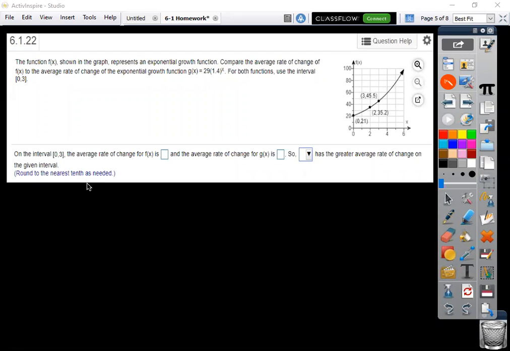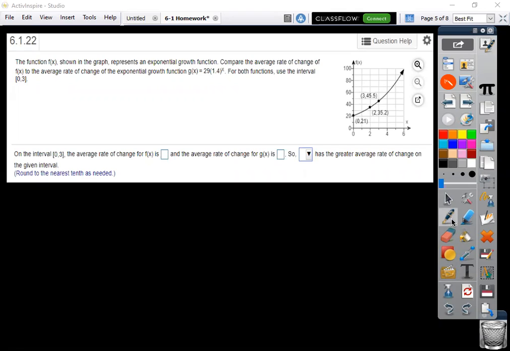Okay, 6.1.22. The graph shows an exponential growth function. I hopefully everybody agrees that it kind of looks like it; it could be parabolic, but they're going to say it's exponential, so we'll use that. Compare the average rate of change. Average rate of change is just another word for slope, if you remember that. So we're finding the slope.